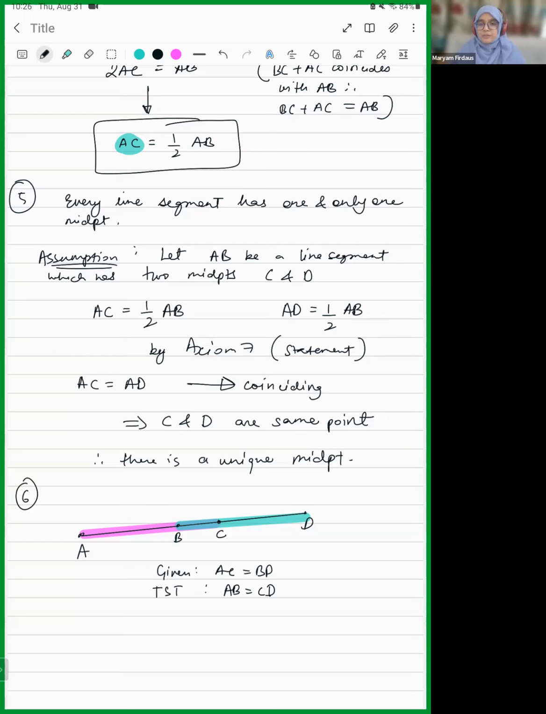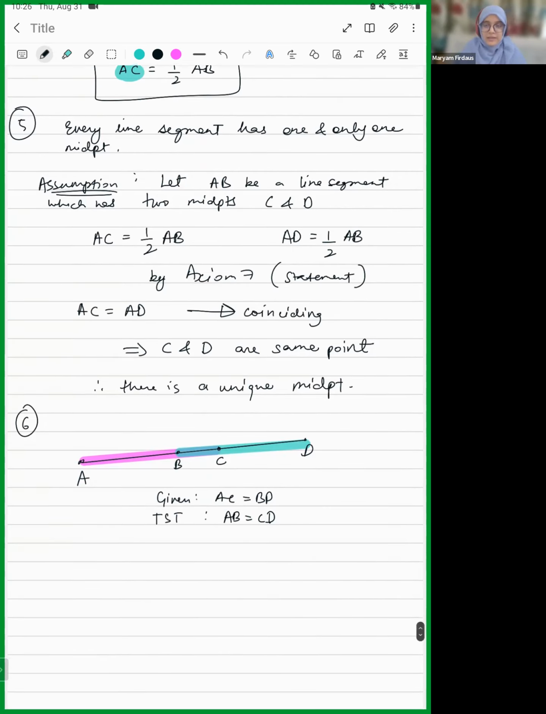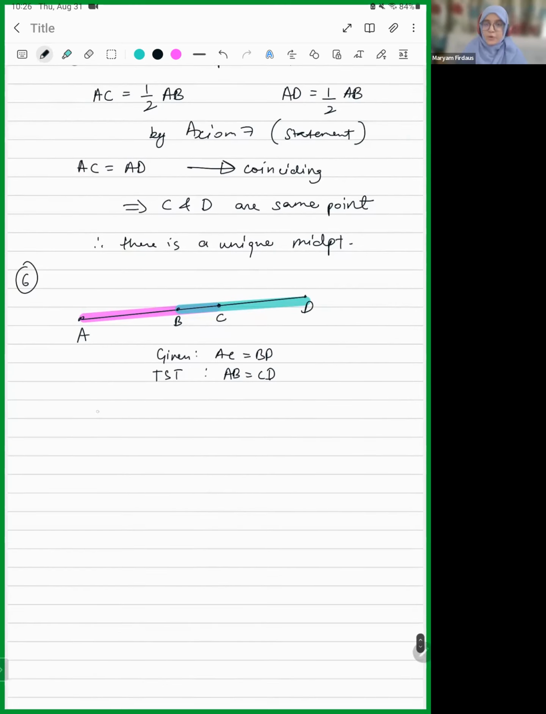I'm in the sixth question, right? I have written the question over here as well, that AC equals BD. So you have to prove that AB equals CD. Okay, let's just do it over here. I'm going to do it very quickly, so stop me if you're not able to understand anything. So it's given that AC is equal to BD.